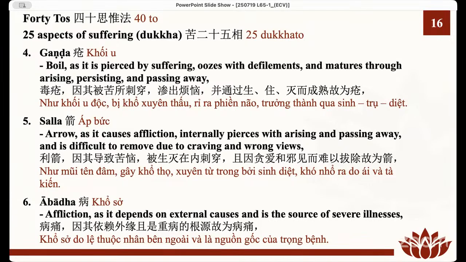Another one is Salla, an arrow. It's the cause of affliction internally, and although arising and passing away, it's difficult to remove due to craving and wrong view. Here we should elaborate the simile a little more. How to remove? This is, as I already mentioned, like an arrow stuck in this body, also internally painful. But because of craving and wrong view, we cannot remove it easily.